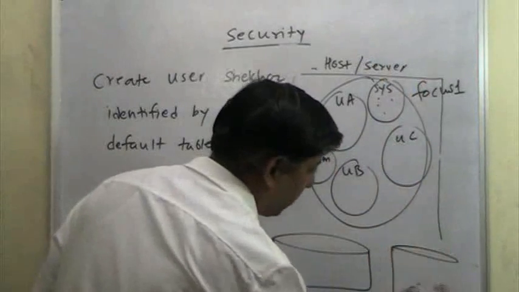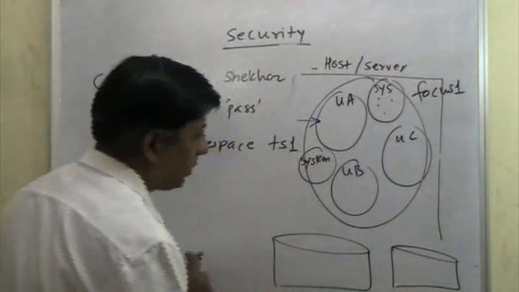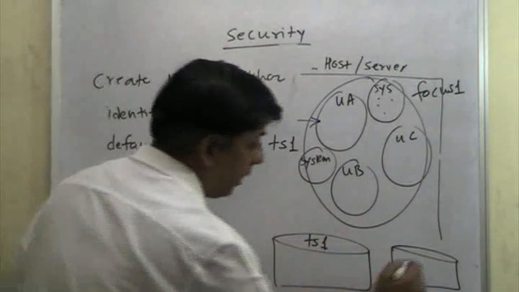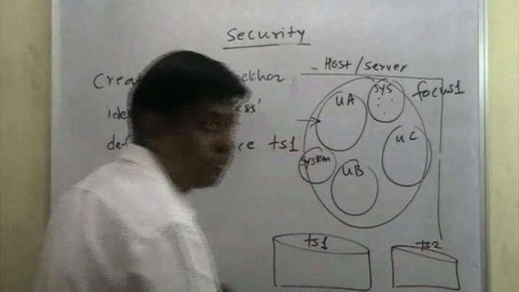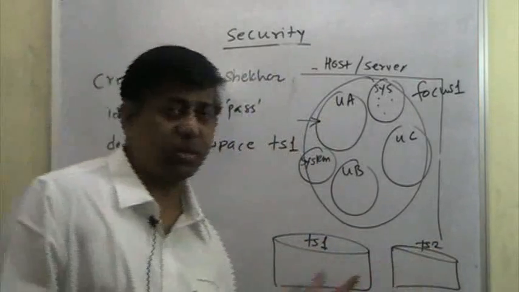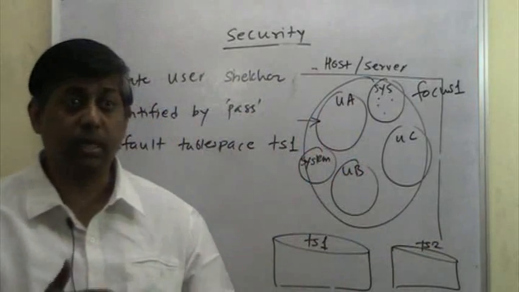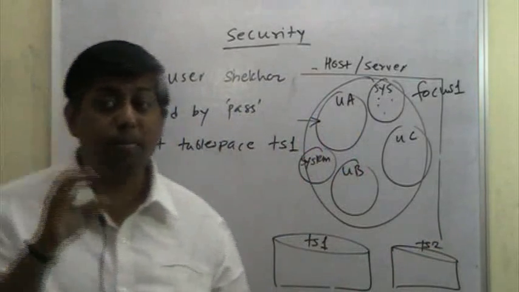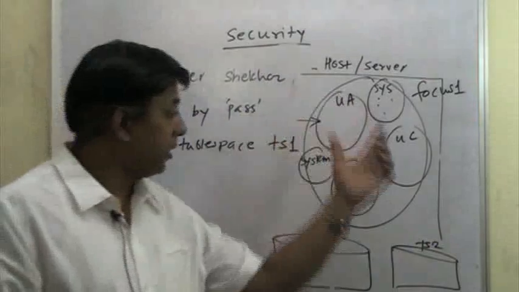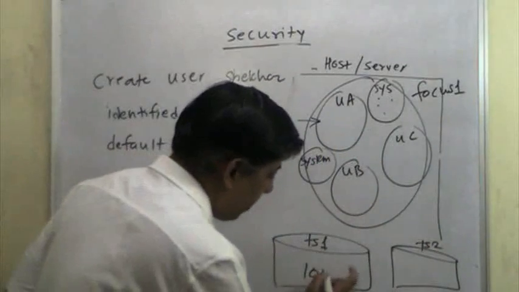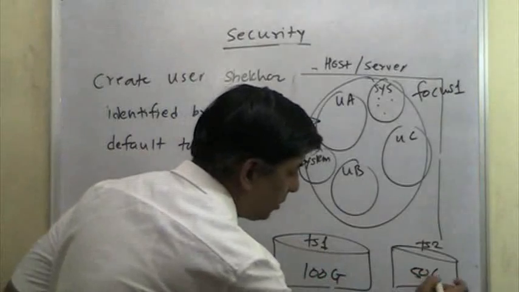Now for the lack of a better diagram, I'm not a good artist here, but this is a table space called TS1. This is a hard disk now, and this is a table space called TS2. These two are table spaces that are associated with this database Focus1. The table spaces are associated with a database. Okay, so Focus1 has two table spaces. Now this table space may be of 100 gigabyte size, this may be of 50 gigabyte size.